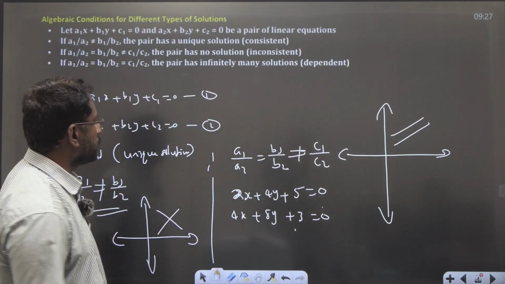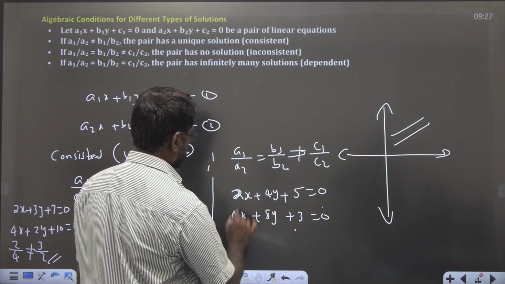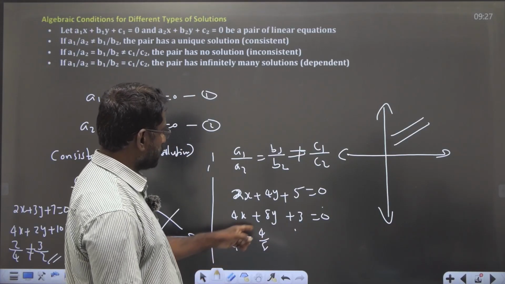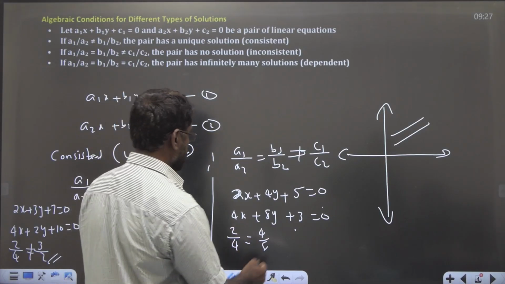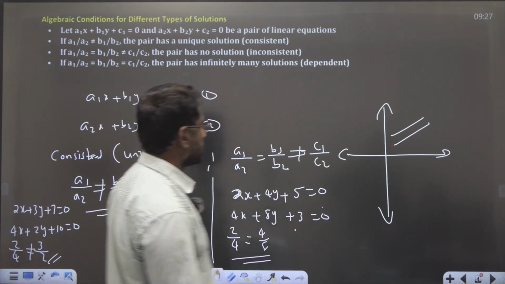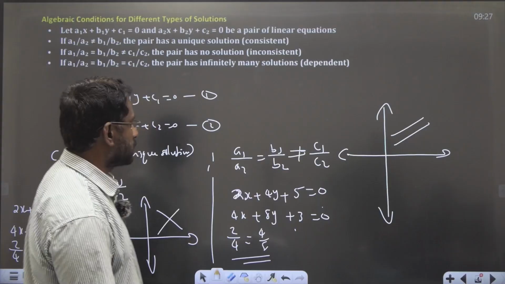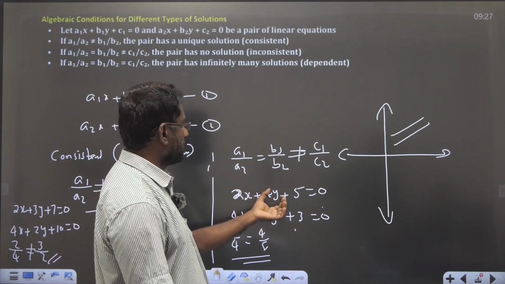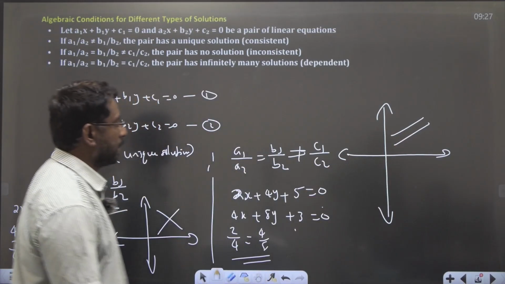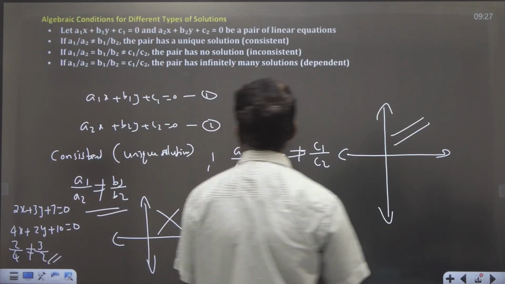Look here, take the ratio. This is a1, this is b1, this is c1, a2, b2, c2. Here, 2 by 4 equal to 4 by 8. Is it correct? 2 by 4 is 1 by 2. 4 by 8 is also 1 by 2. And here it is 3 by 5. That is not equal to 1 by 2. That is a1 by a2 equal to b1 by b2 but not equal to c1 by c2. If you draw the graph of these two lines, we will get two parallel lines. So there exists no solution. This system is inconsistent. Okay.